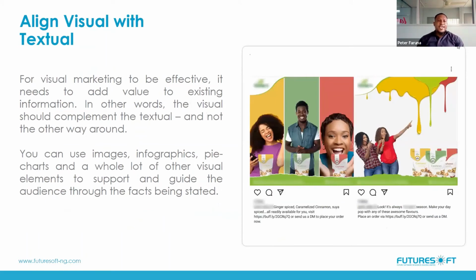So the next is align your visual with your textual. If you look at the image beside this, there's an image of people smiling, two sets of people smiling. These are two different posts on Instagram. One is a product that sells cashews. There are three different kinds of cashews, and they have three different colors: the orange, the green, and the red. And they all represent something. One is ginger spice, one is caramelized cinnamon, and the suya spiced. They all represent happiness. All these people are happy because they've had a taste of this brand.